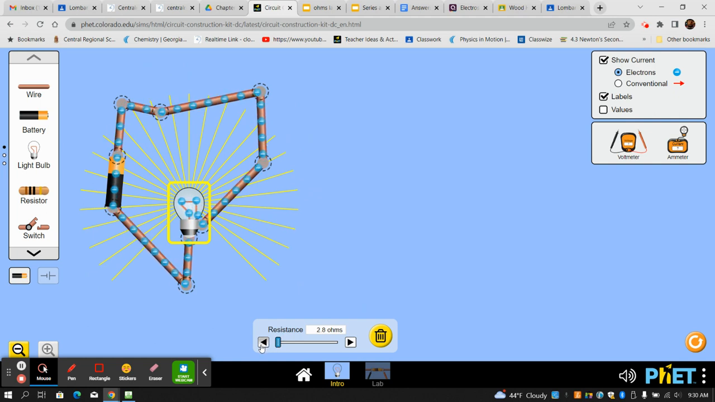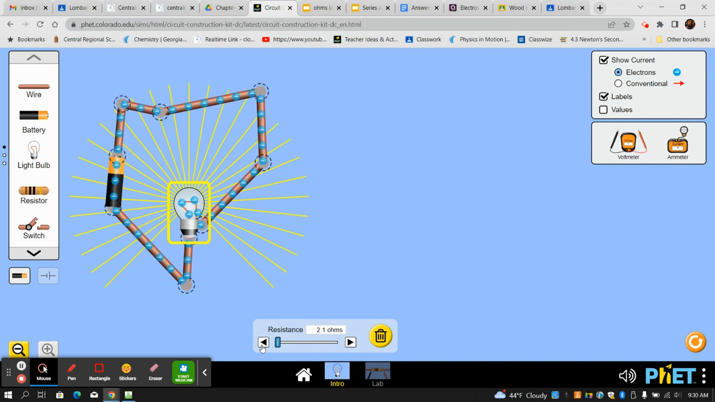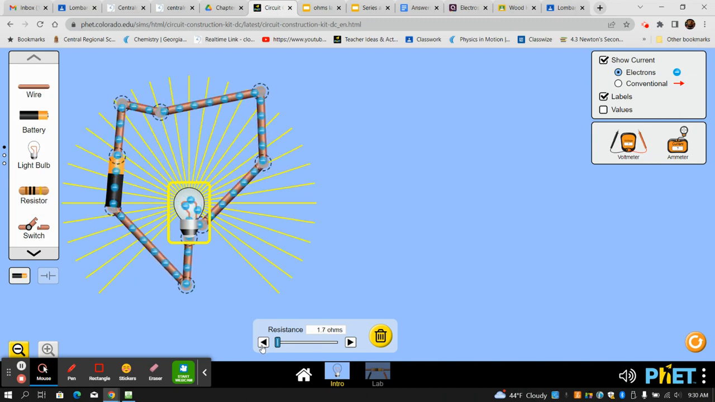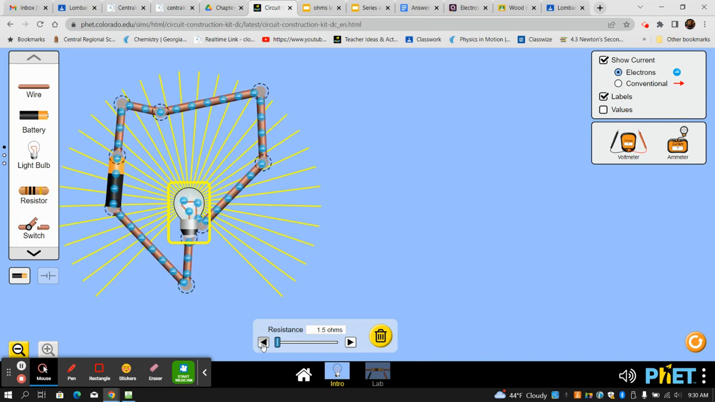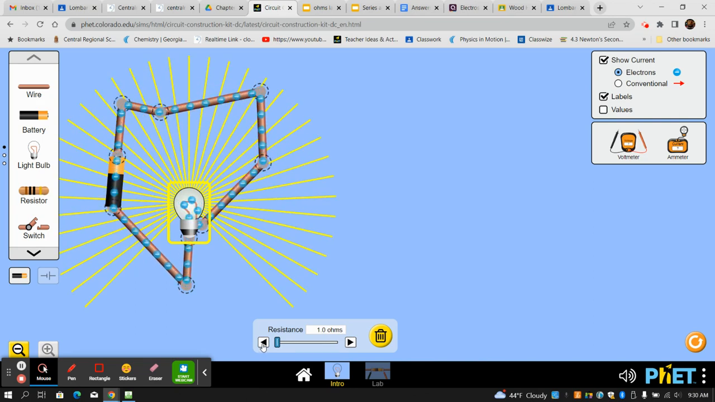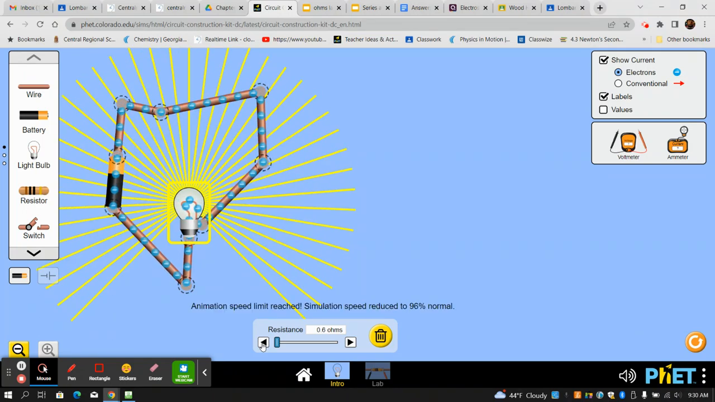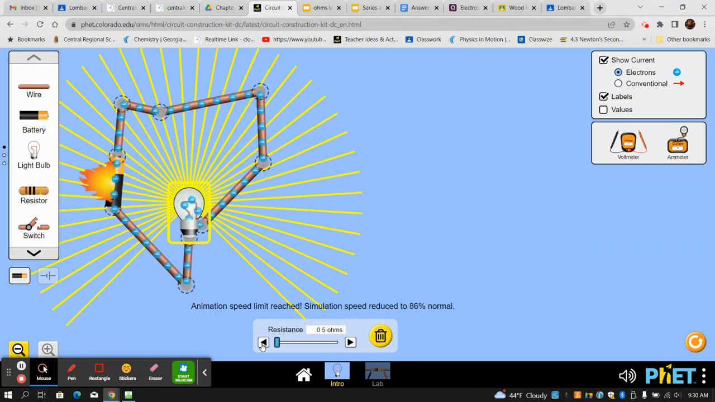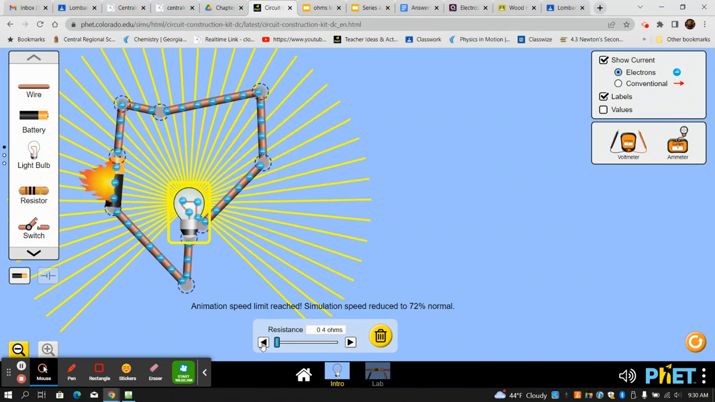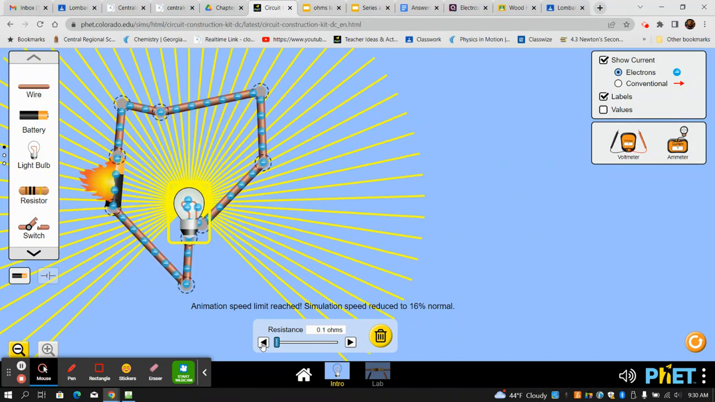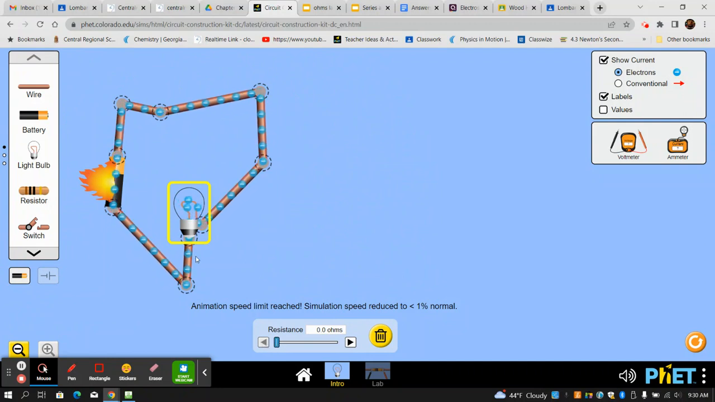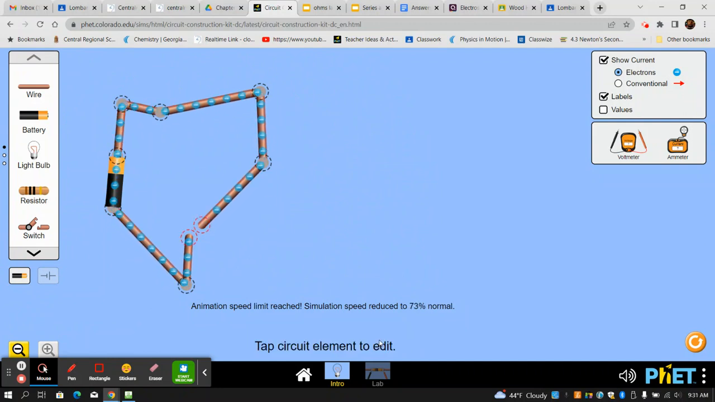Okay, so we have the resistance. Now the thing is brighter, but what can happen is that at a certain point, if the current gets to be too much, the thing can overheat and then burn out and basically blow up, which we don't want. All right, so that is a series circuit.